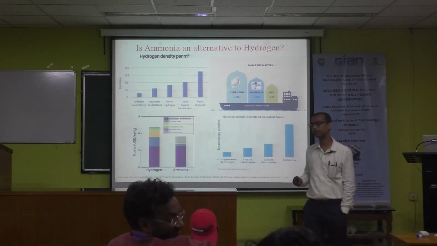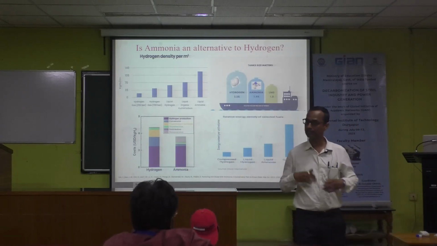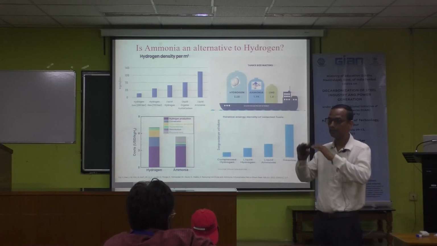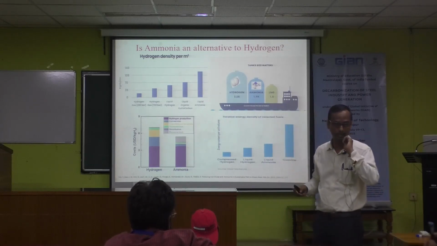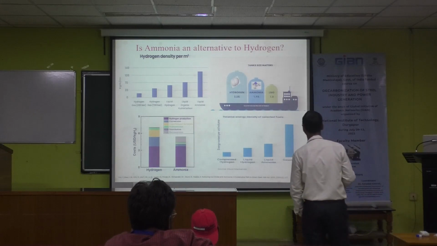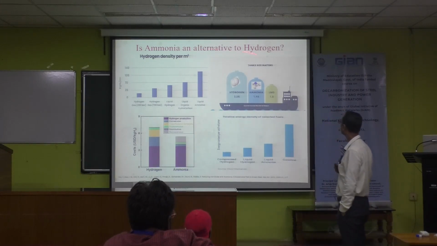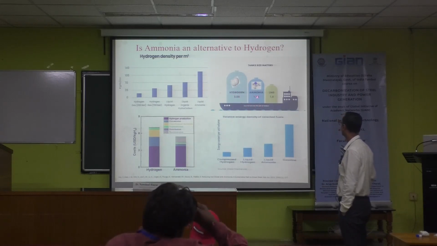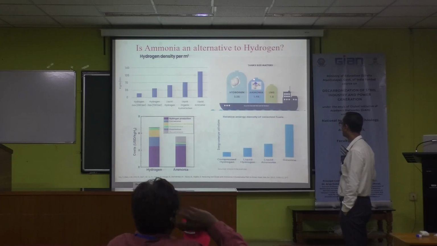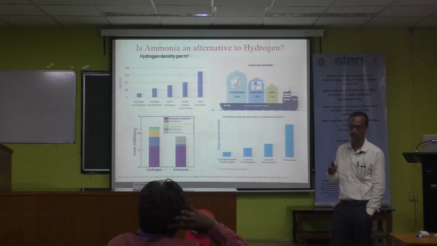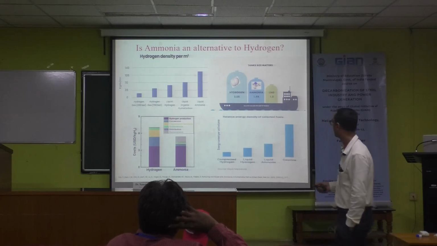Energy density is another factor. If the energy density is high, then you need less container volume. If you compare the tank size, the relative volume per unit of this gas level, for hydrogen it is 2.5 liters. If you compare with LNG, ammonia is 1.9. So ammonia has a slightly lower tank volume requirement.